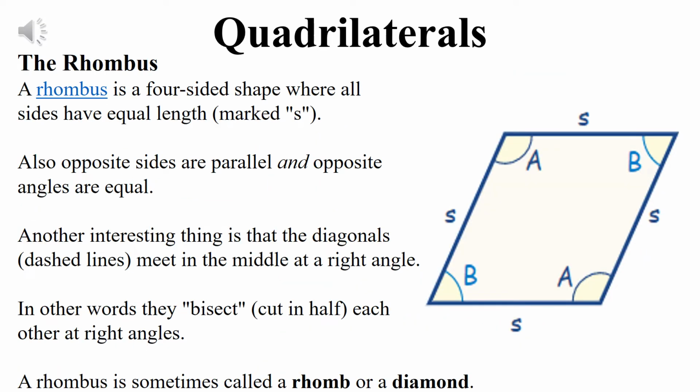The rhombus. A rhombus is a four-sided shape where all sides have equal length, marked S. Also, opposite sides are parallel and opposite angles are equal. Another interesting thing is that the diagonals, or dashed lines, meet in the middle at a right angle. In other words, they bisect, or cut in half, each other at right angles. A rhombus is sometimes called a rhomb or a diamond.